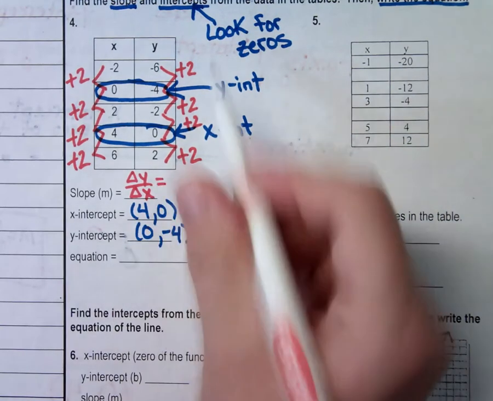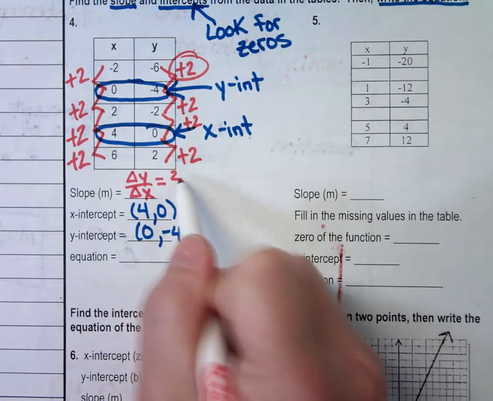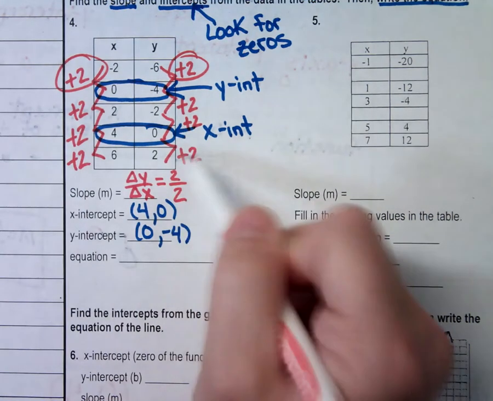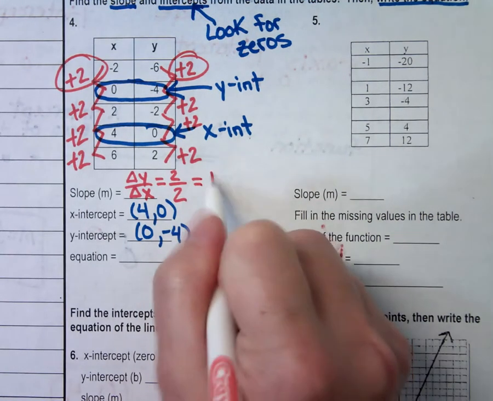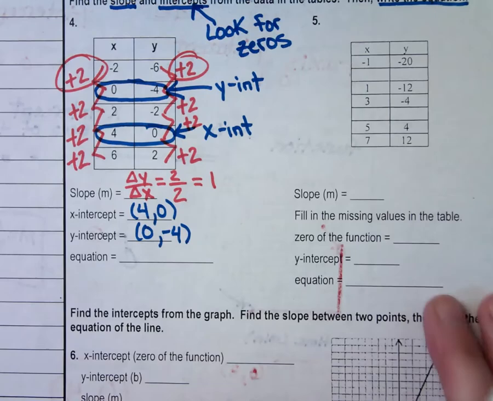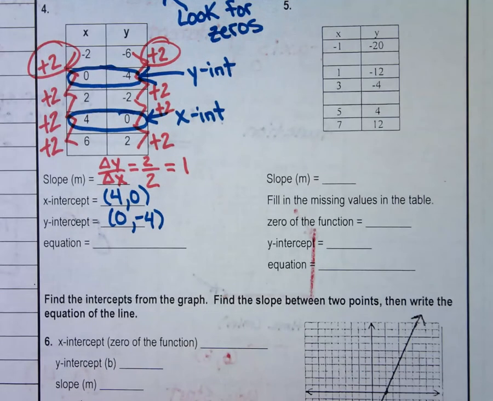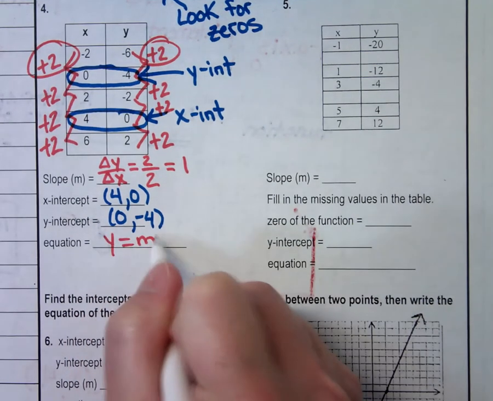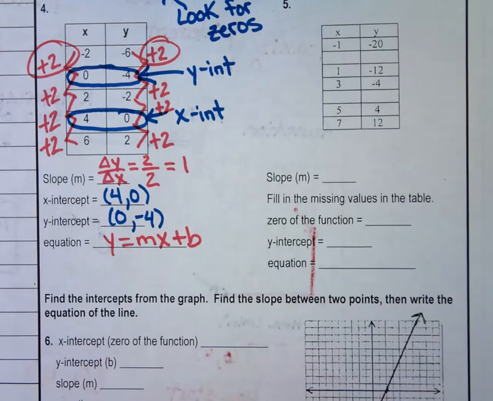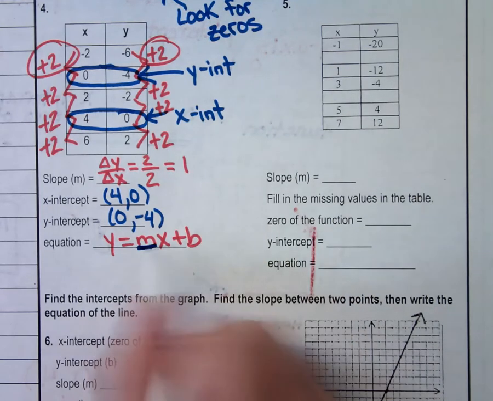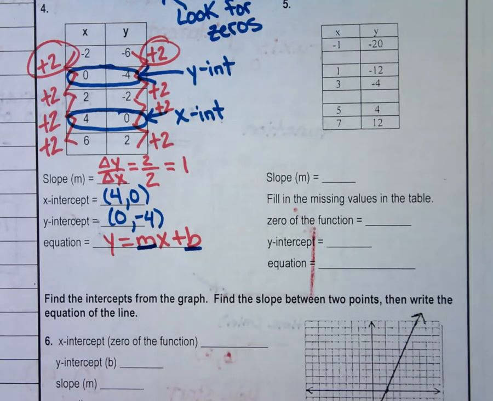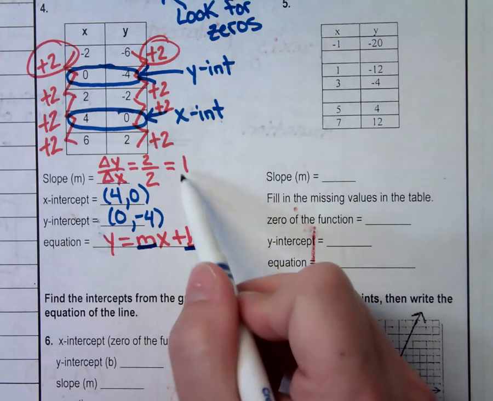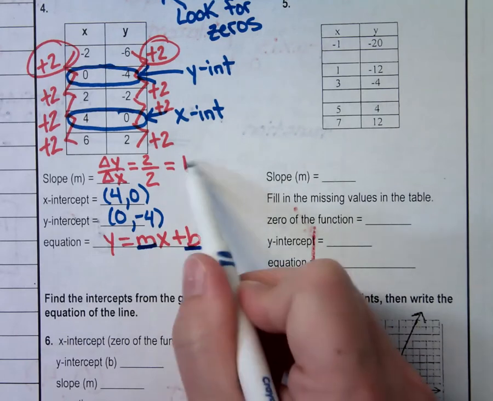So if I take the change in my y, 2, and I divide by the change in my x, 2, and that's what I get the whole way through the table, that reduces to be 1. And that's my slope. Okay, in order to write an equation of the line in slope-intercept form, we only need to know two things. We just need to know our slope and our y-intercept. And we just found both of those things. We just found the slope to be 1, so I'm going to put the 1 right where the m is.